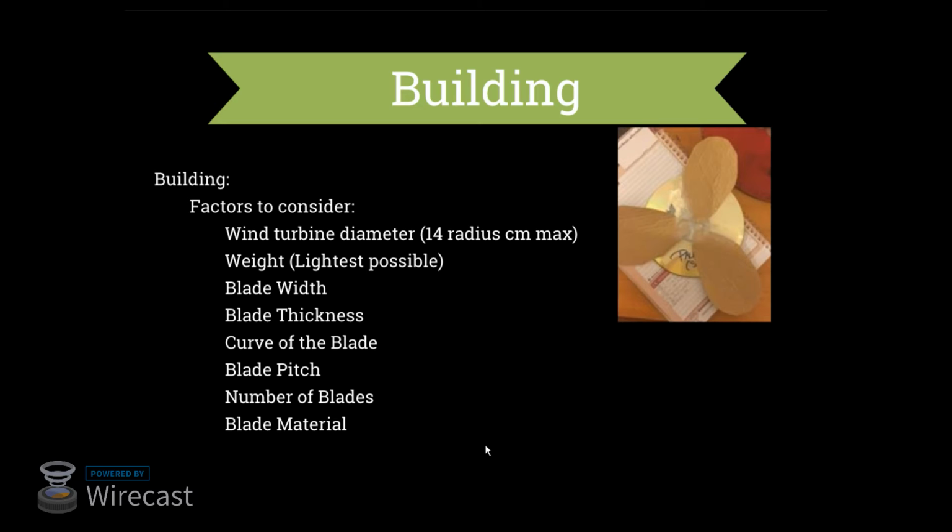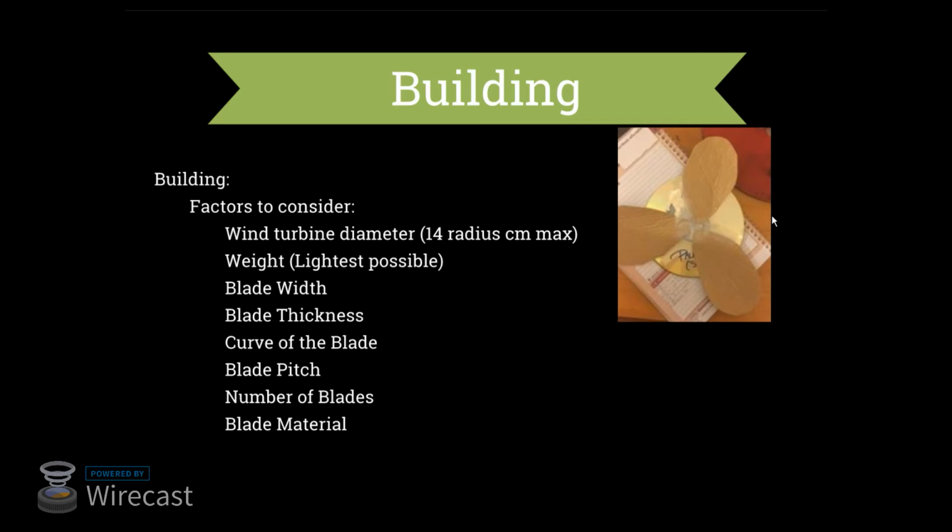Also, from my personal experience, the number of blades on the turbine itself, I feel like 3 has worked the best, but I have seen turbines that have worked with 4. But from personal experience and seeing around, I've seen that 3 tends to work the best. Also, the blade material is pretty important, because you want to create the lightest but also most durable material that can withstand the strong winds.